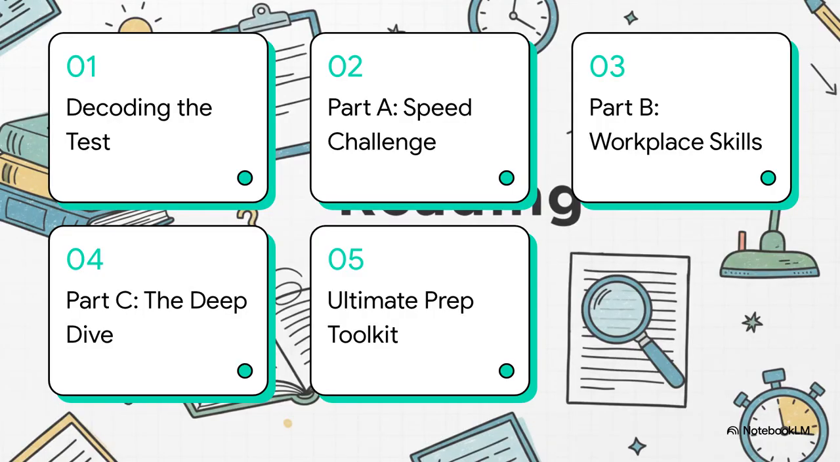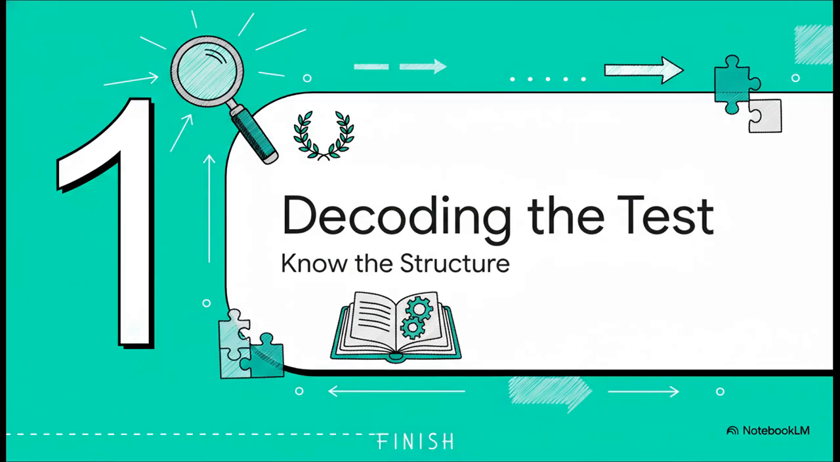First, we'll decode the whole test structure. Then we're going to tackle each part, one by one, the crazy speed of Part A, the practical focus of Part B, and the deep thinking needed for Part C. And then we'll wrap it all up with your ultimate prep toolkit, so you know exactly where to start. All right, let's dive into Section 1, Decoding the Reading Test.